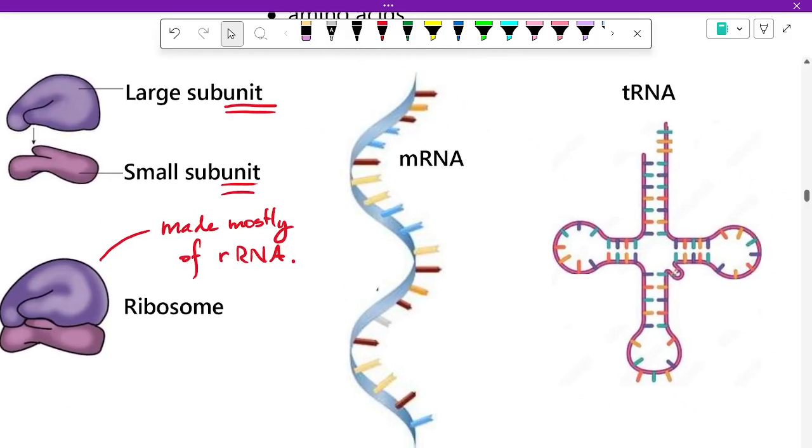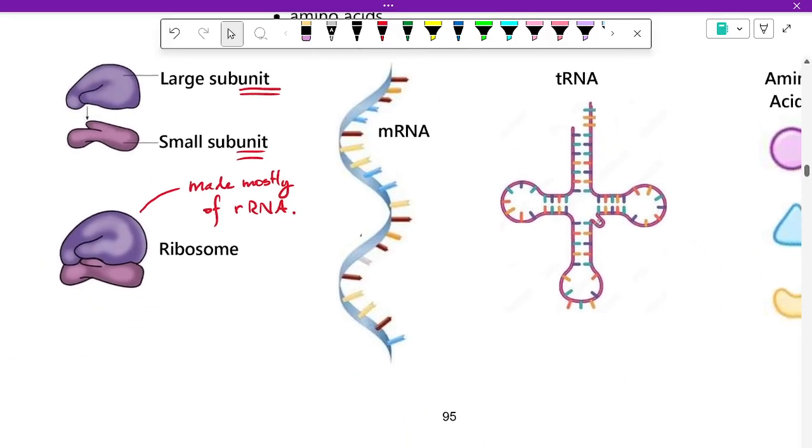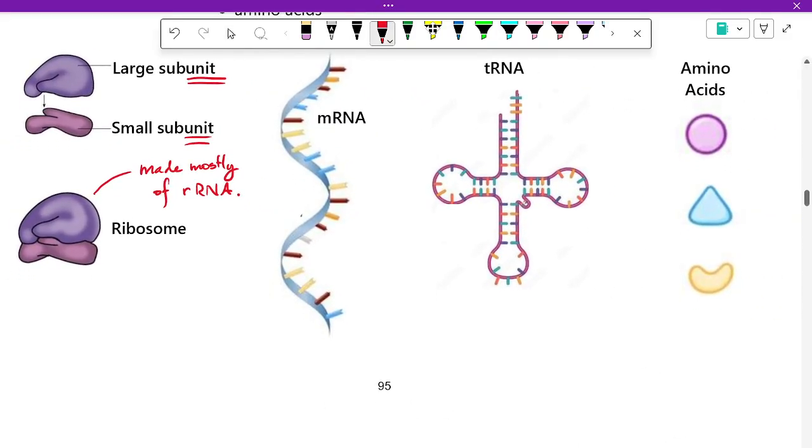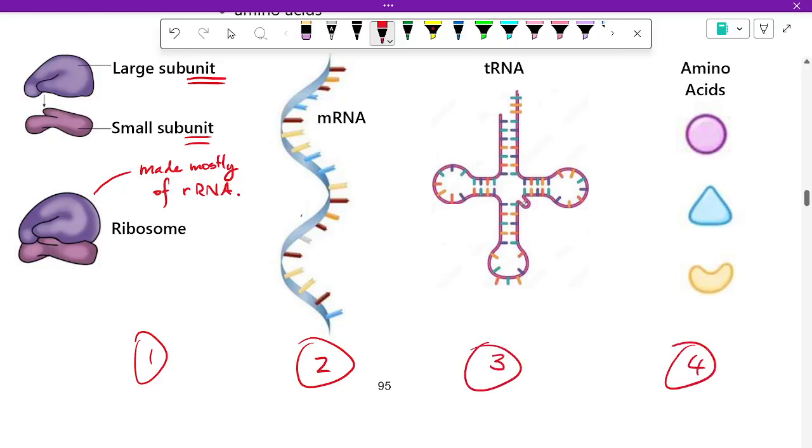So we need the ribosome, we need the mRNA, and we need the tRNA. All three of those types of RNA are necessary for protein synthesis, for the translation part. We also need amino acids. So you need four things. You need 1, ribosomes, 2, mRNA, 3, tRNA, and 4, amino acids. If you are lacking any of those, you cannot do translation. You cannot assemble the amino acids.